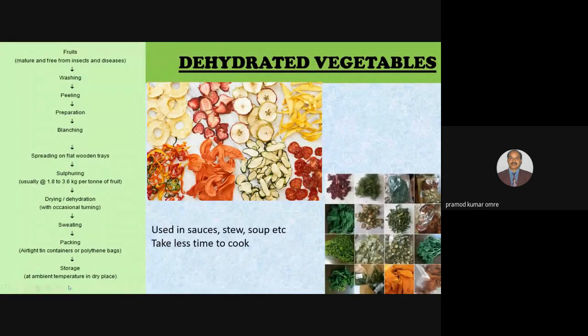Dehydrated vegetables. Here you see a series of vegetables, and these dehydrated products are available. Again, I am saying, when the product is going for spoilage, then before spoilage we have to apply the processing operations, and we convert these products into dehydrated vegetables or dehydrated products. We can keep these dehydrated products for a longer time, and so that we can utilize them.